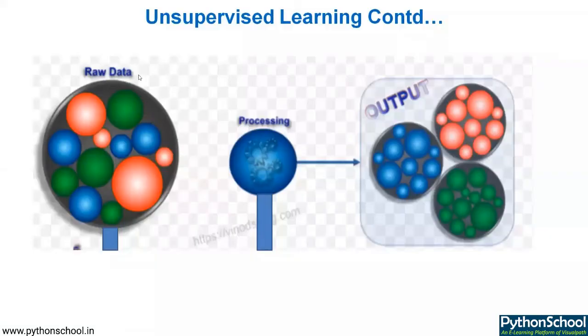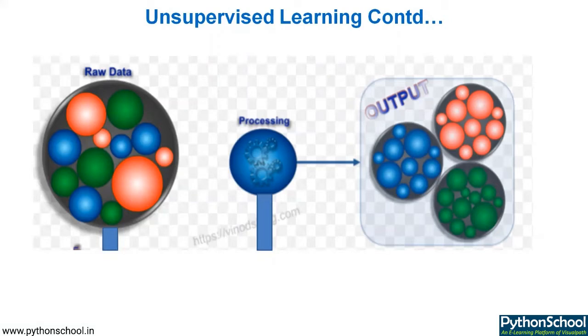Now here on the left-hand side of the screen, you have the raw data. Now we know that these are circles or spheres with specific colors. Now this is not labeled as a red circle or a blue circle or a green circle. So this is just raw data with some figures which look alike, some are not.